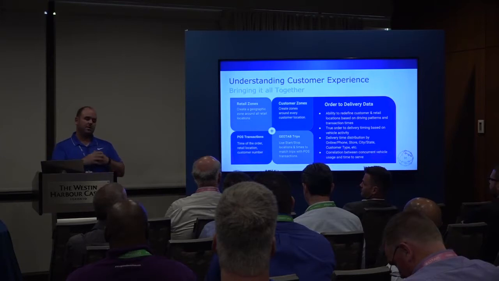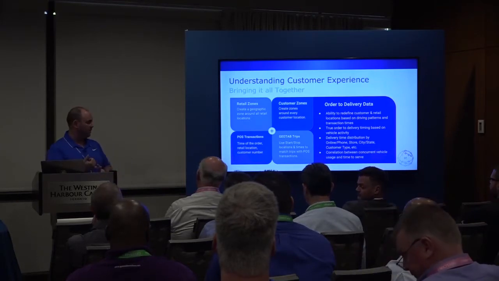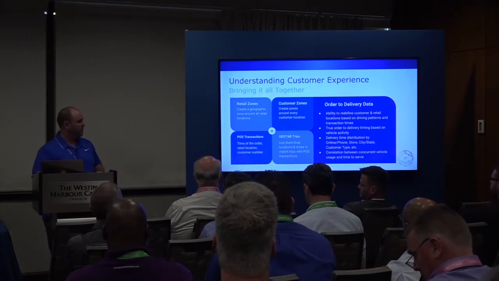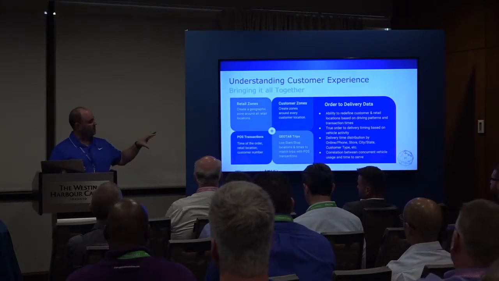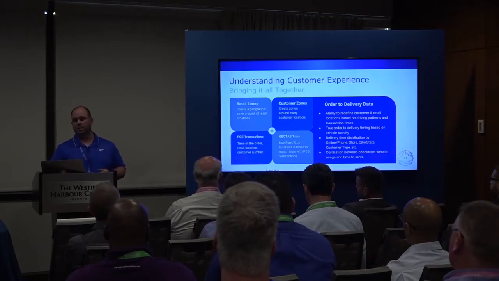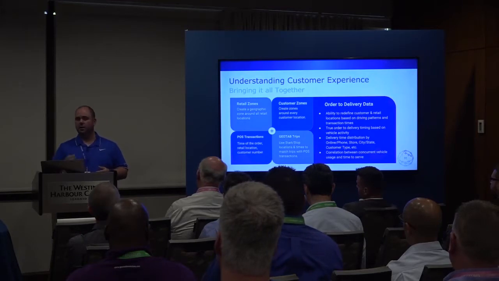We got the point of sales transactions, and what was key from that was the time of an order, whether it was ordered by phone, the type of customer, the customer number, et cetera. So that data came in as well, all again back into BigQuery. And then, of course, we had our Geotab data. And what was key in this particular analysis was trips. When did a vehicle start? When did it stop? Where did it go?